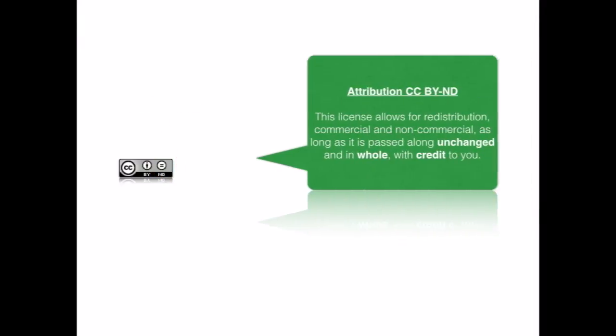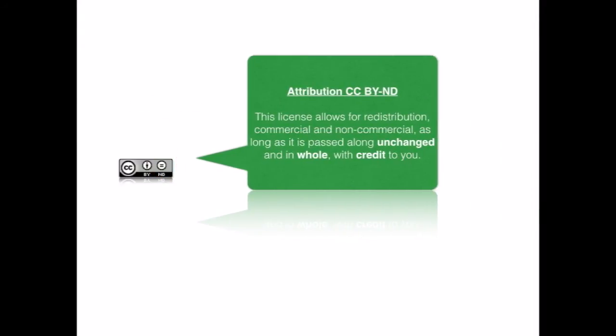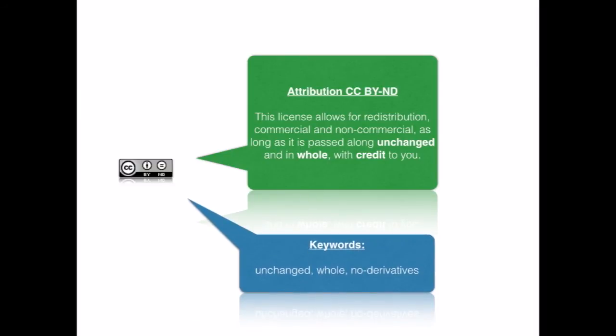The next kind of license is a Creative Commons license, attribution, no derivatives. What does this mean? That my original work needs to remain unchanged. It needs to be considered as a whole, and of course, we need to give credit to it. So, important keywords to remember: unchanged, whole, no derivatives, no changes allowed.